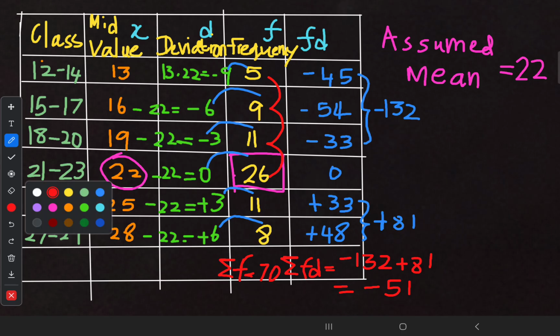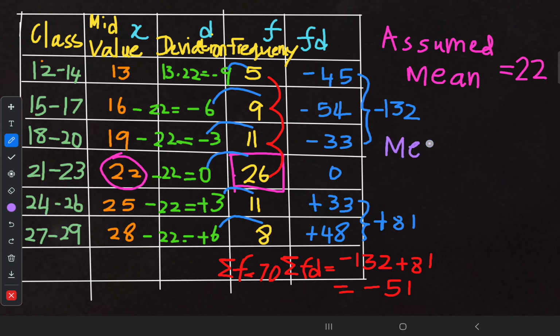Then our mean. Here is our important section. To find the mean, the formula which we need to follow is assumed mean plus sigma FD upon sigma F. This is the formula when we are dealing with assumed mean instances. Mean is equal to assumed mean plus sigma FD upon sigma F.